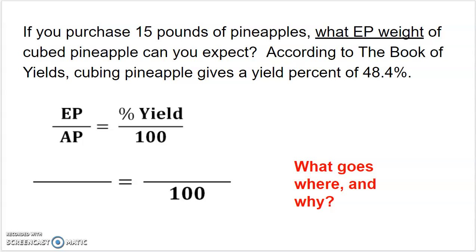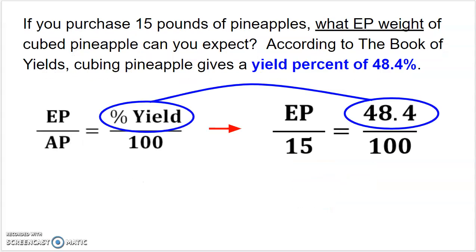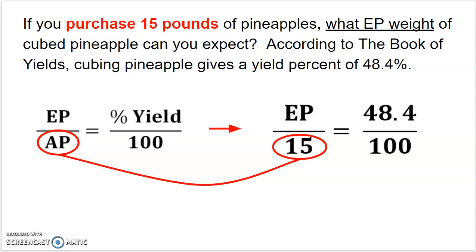If you purchase 15 pounds of pineapples, what EP weight of cubed pineapple can you expect? According to the Book of Yields, cubing pineapple gives a yield percent of 48.4%. So think about what goes where in the formula. Our problem description says the yield percent is 48.4%, so that goes in the yield percent. It says we purchased 15 pounds, so that goes in the AP.